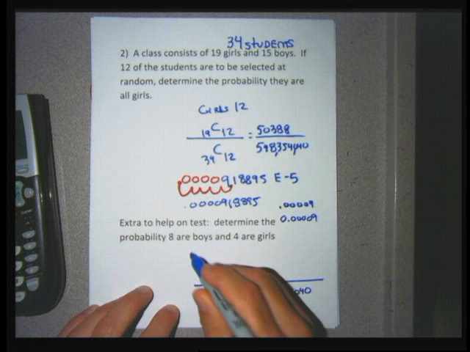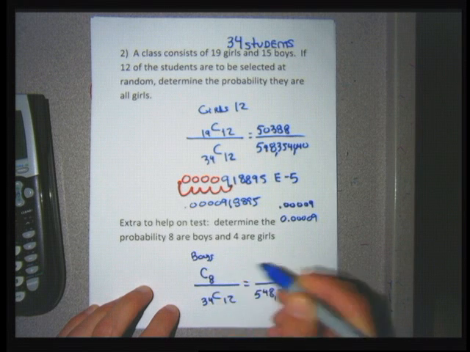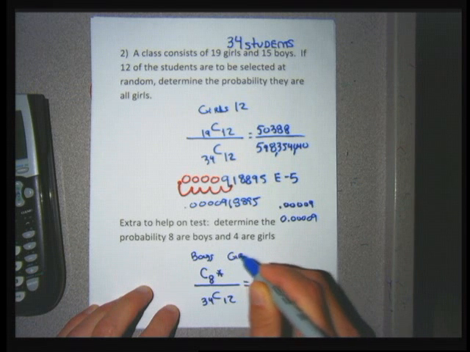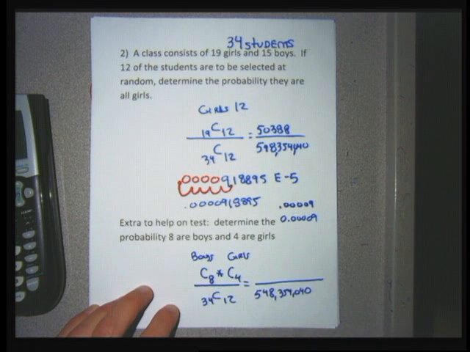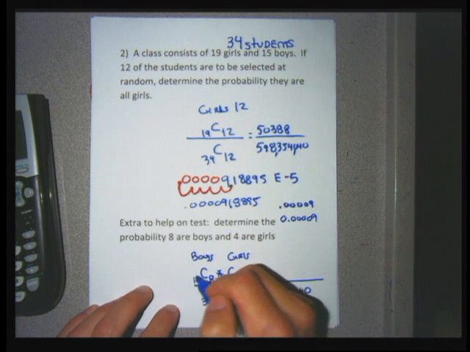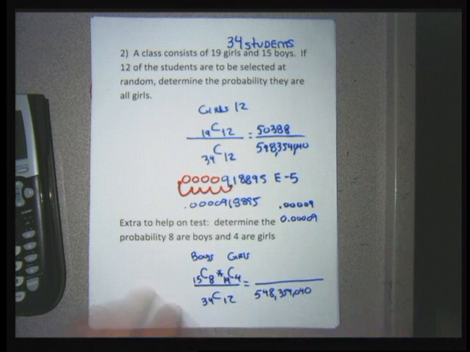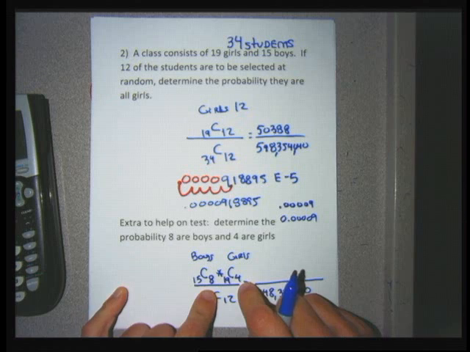For the boys, I'm going to make a combination, and to the right of the C for the boys, I'm going to write an 8 because I want 8 boys. For the girls, I'm going to make a combination, and to the right of their C, I'm going to put 4 because I want 4 girls. To the left of the combinations are the number of boys and girls that I have. So for the boys, I want to get 8 of the 15 boys. For the girls, I want to get 4 of the 19 girls. In this case, you can see the 34 is the 15 and the 19, and the 12 is the 8 and the 4.